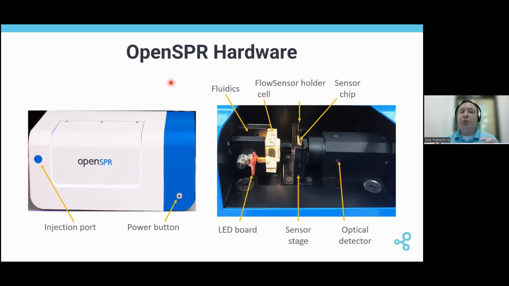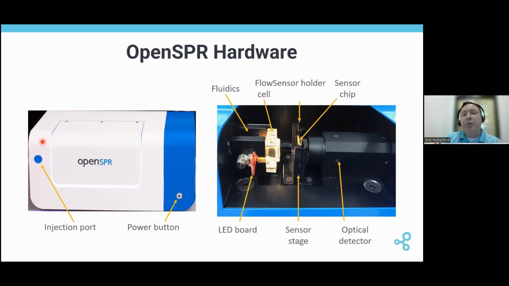So there's two different options for your test. The first is a manual OpenSPR hardware, which is what you see on the screen here. If you have a manual system, you are going to interact with the instrument at the injection port. This is the blue circle on the upper left-hand side of the instrument when you're facing it. This is where you're going to load everything that's going to pass across the sensor.